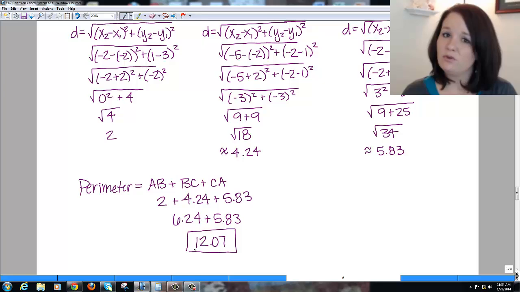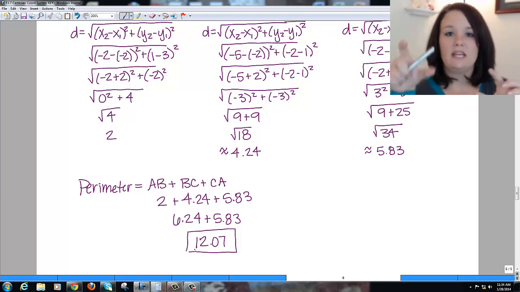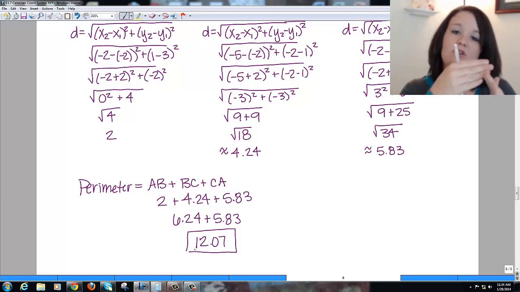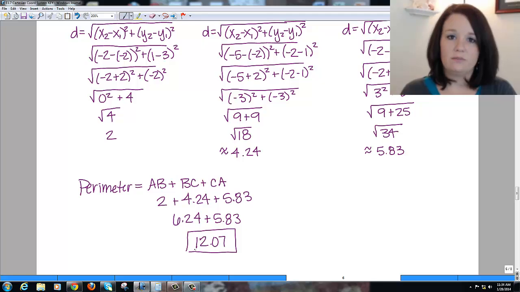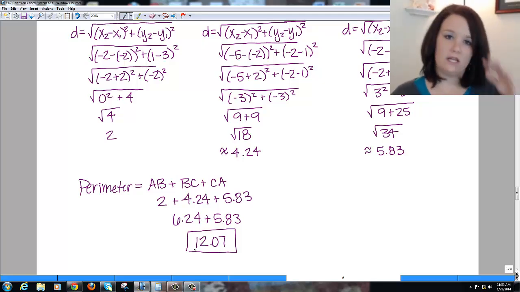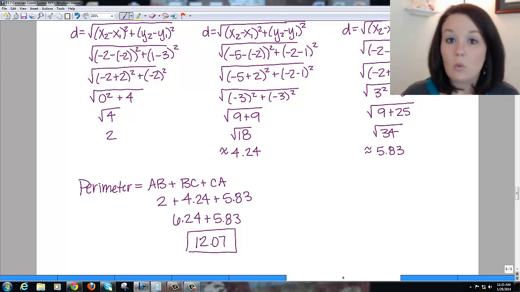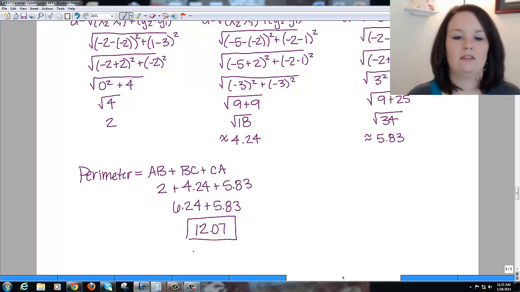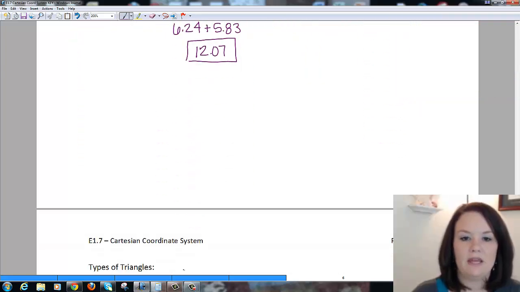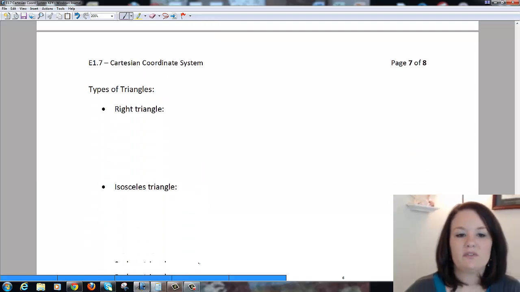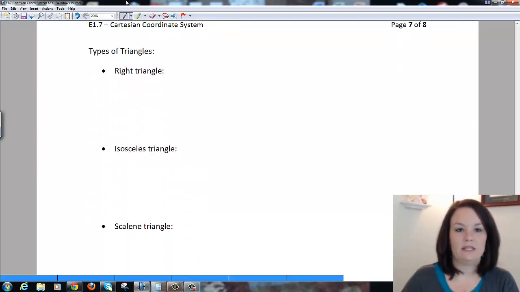Use the distance formula to go from one point to the other, which tells you the length of that edge of the triangle, and you do that for each of the edges, all 3 edges. And once you know the distance of each edge, to find the perimeter, we just add them together. Okay? We're going to look at another way to use triangles and the distance formula, to determine what type of triangle we're dealing with. Okay? So on the next page, we have 3 types of triangles that we deal with in this class.